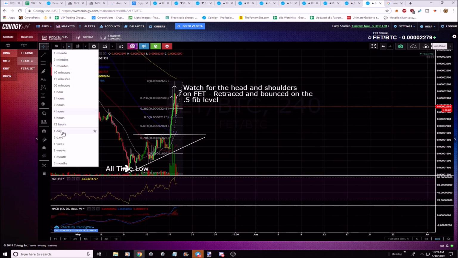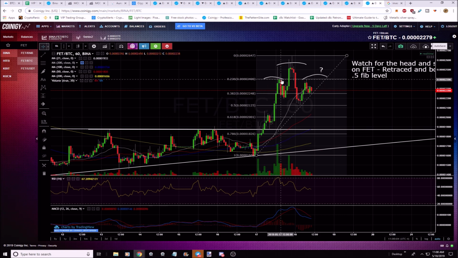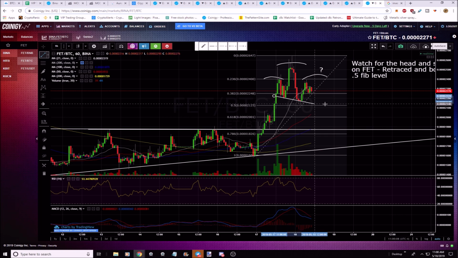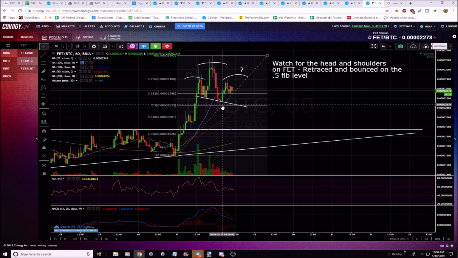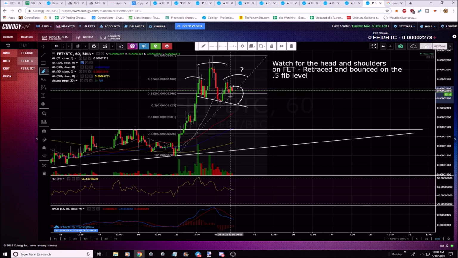But I want to show you on the 1 hour, this is a concern. Left shoulder, head, right shoulder. If we get confirmation on this, which will be right here, again, this is going to break to the downside. So it's kind of a perfect storm. If this Bitcoin does play out to the downside, which it may not, the bulls need it to continue higher. Notice how FET retraced and bounced off the 0.5 fib level, and then potentially it's curling over like it's going to complete this head and shoulders pattern.